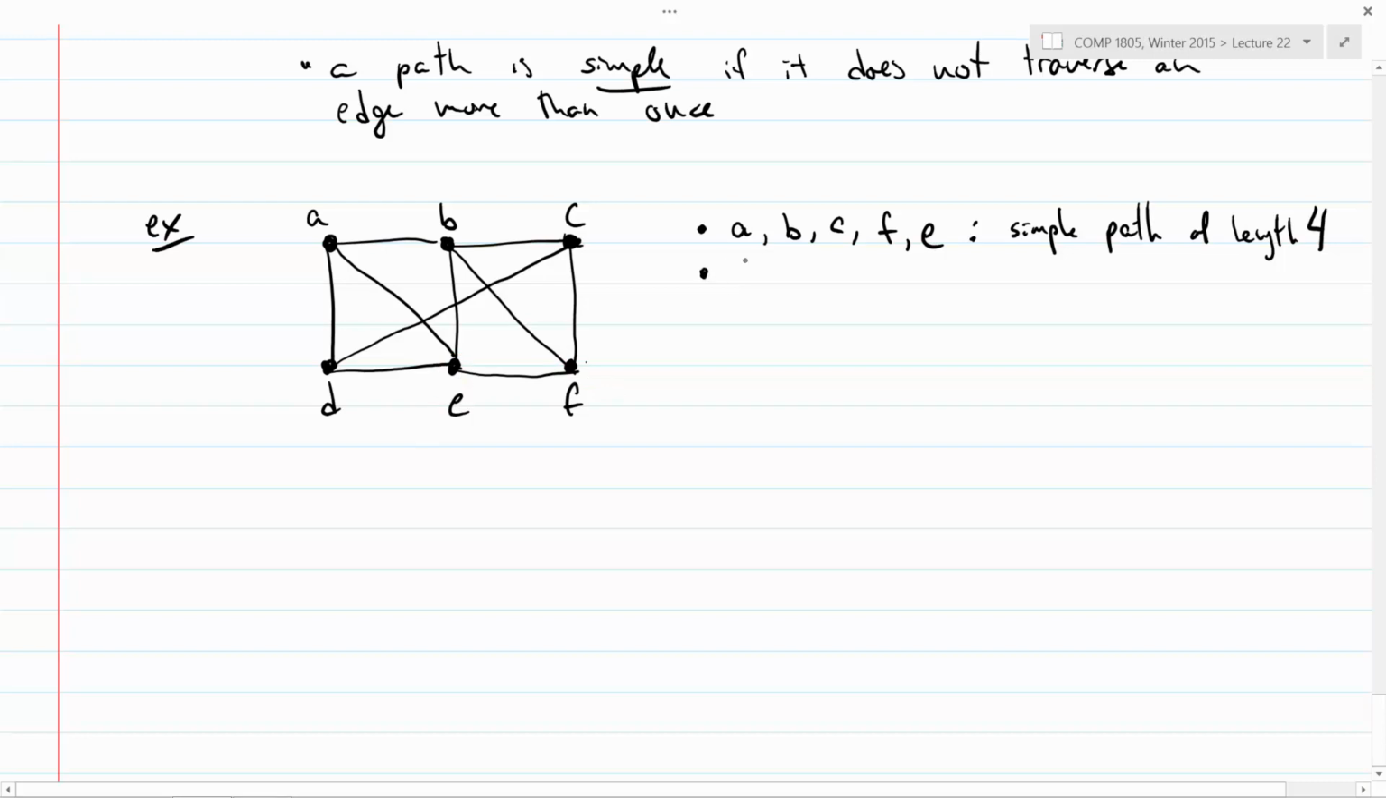What about D, E, C, A? So let me highlight that for you. D, E, C, A. So is that going to be a path? No. So I can get from D to E, there's an edge there, but there's no edge EC. So that means that this thing is not a path. It's only a path if each vertex is connected to the previous vertex. So this thing does not count as a path.